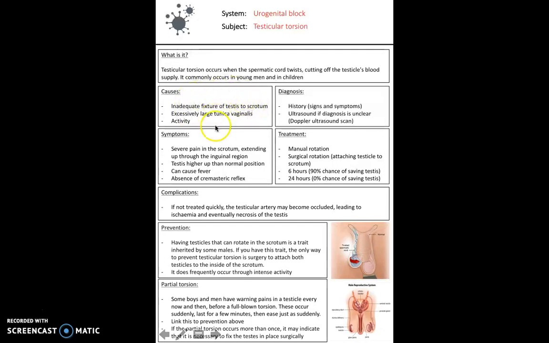Now this sometimes occurs in men and can cause a partial torsion. So this is where some boys and men have warning signals, warning pains in a testicle every now and again. And this is basically leading up to a full-blown torsion. If these patients act quickly and consult their doctor, they can have the testes surgically fixed in order to prevent a testicular torsion in the future.